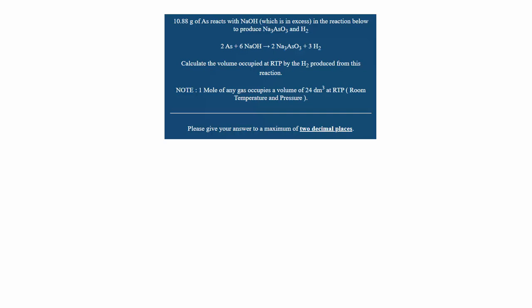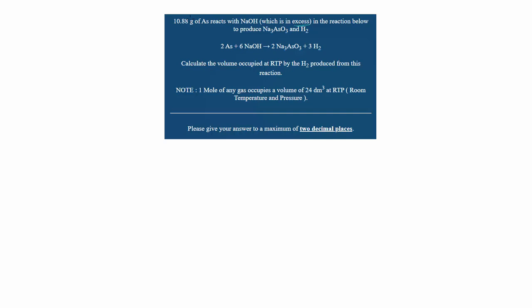One of the things we have been told is that the NaOH here, as you can see, is in excess, right? And what does that mean? Well, what that means is the limiting reagent in this reaction is going to be the arsenic. Effectively it means we can use this value to work out how much hydrogen is produced, because it's going to be based on the mass of arsenic available, right?